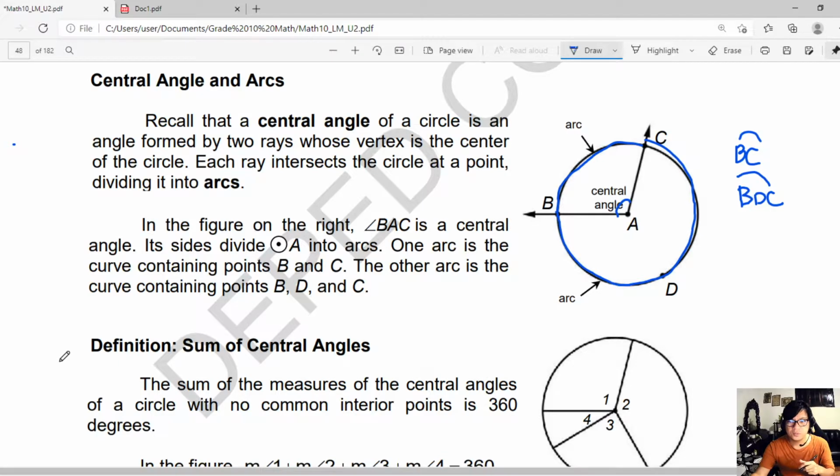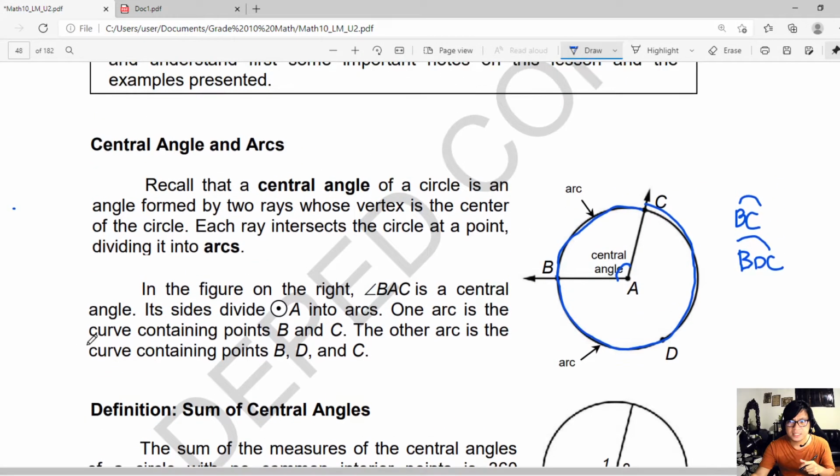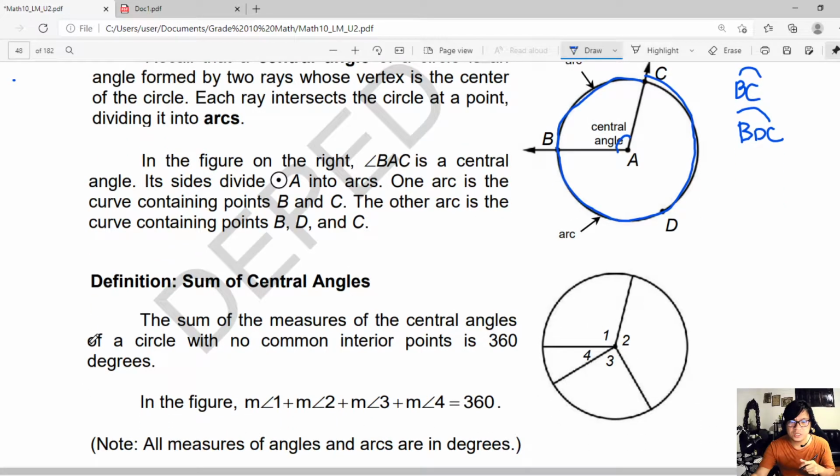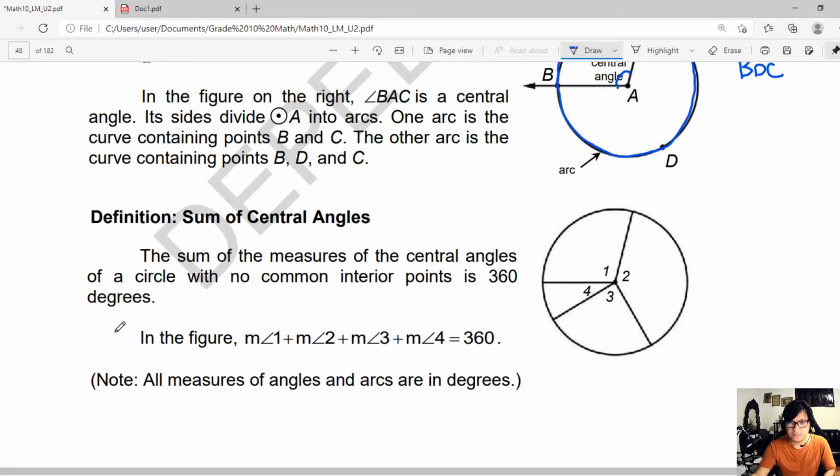Okay, so let's proceed to the definition of the sum of central angles. The sum of the measures of the central angles of a circle with no common interior points is 360 degrees. Take for instance this one in the figure. The measure of angle 1 plus the measure of angle 2 plus the measure of angle 3 plus the measure of angle 4 is equal to 360. So the circumference of a circle is equal to 360 degrees.